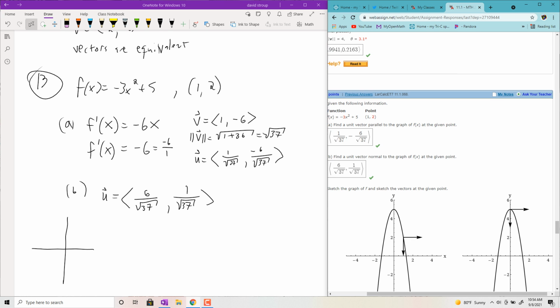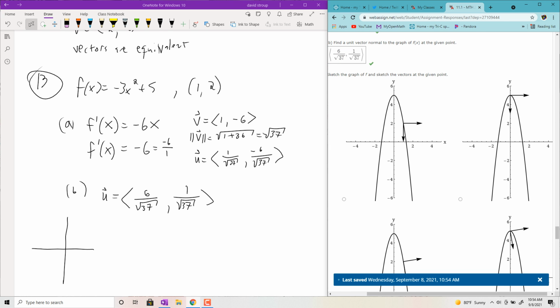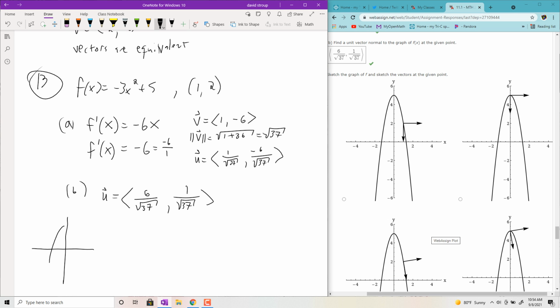Right. Where's the point? 1, 2. So here is a sketch of my graph at 1, 2. I'm right here. So part A would be this vector, and then we want this other vector, I guess, that either points out or points in. There's two possible normal vectors. From the picture, we want the one that points out.